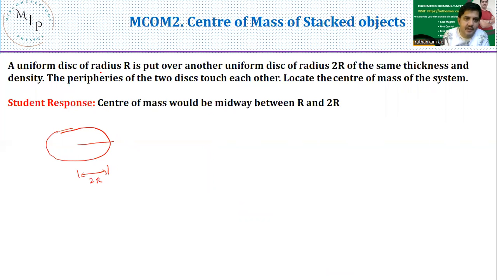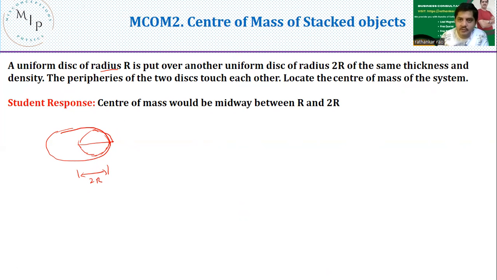It means a uniform disk of radius r sits on the big disk in such a way that it touches the periphery at this point. I hope you are able to visualize this. Here you have radius r and here it's 2r. So when I say a uniform disk of radius r, the diameter of this should be equal to 2r. That's what we have.